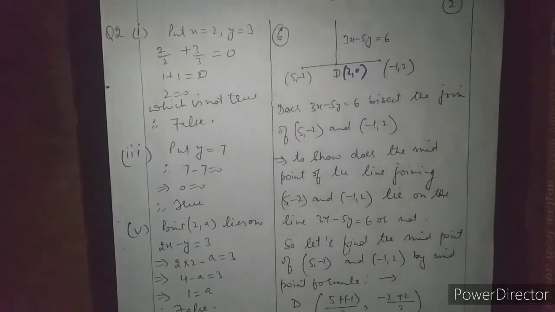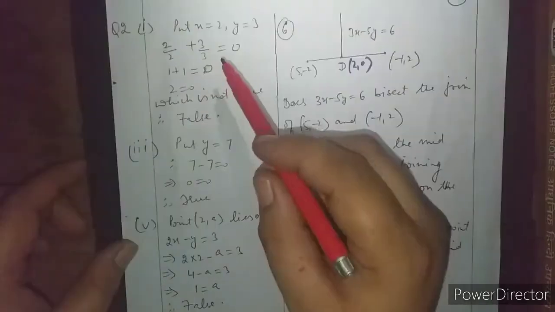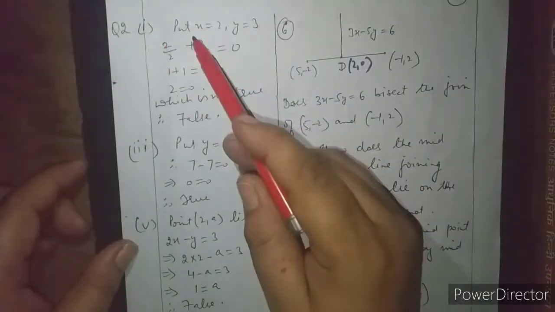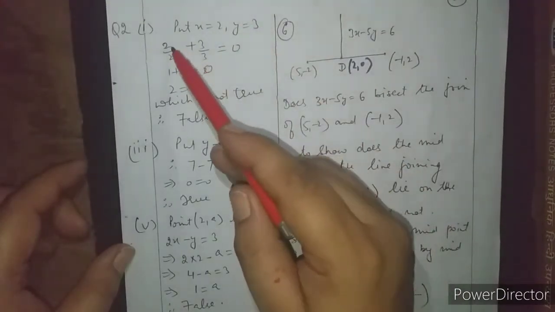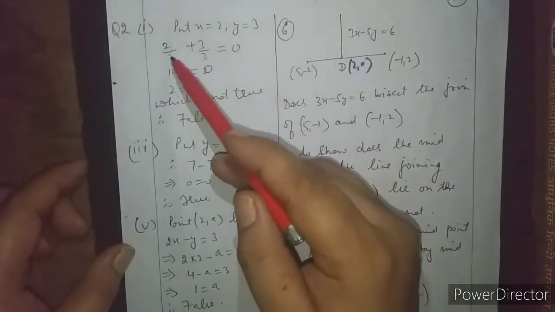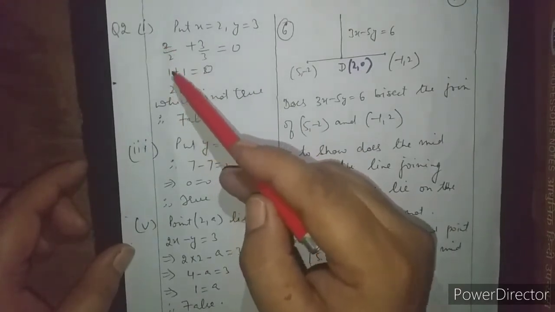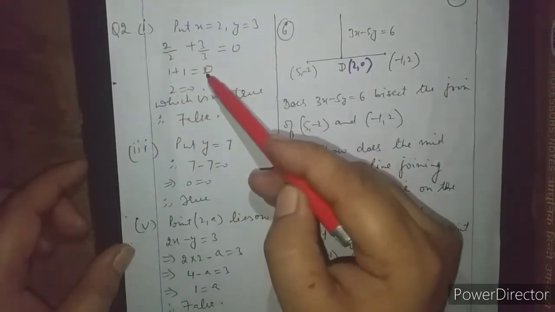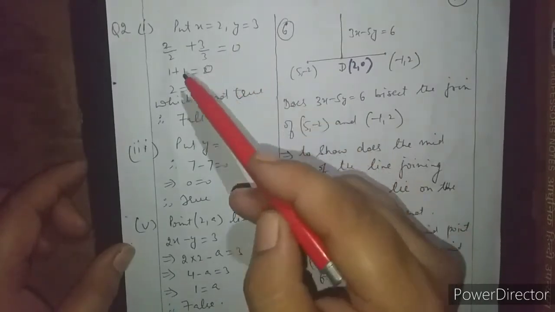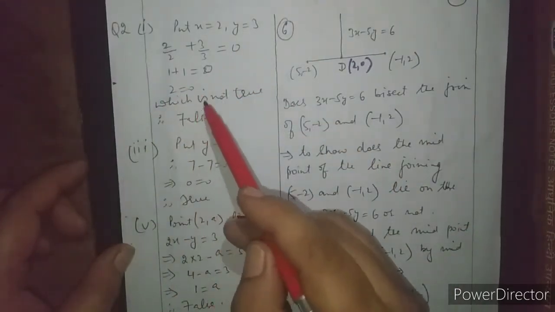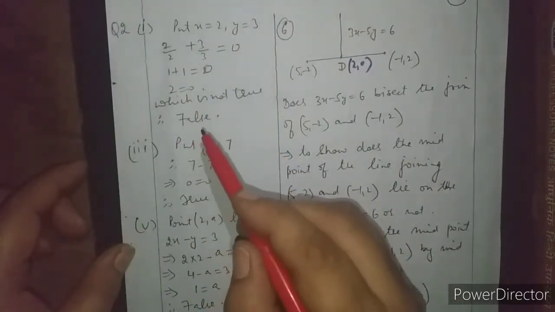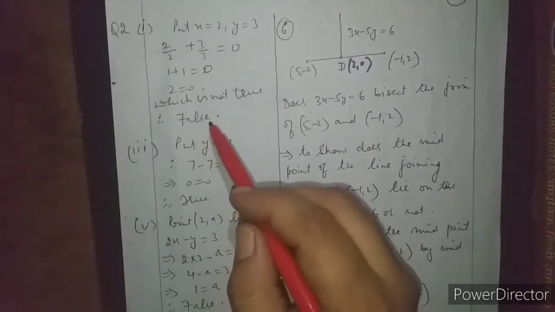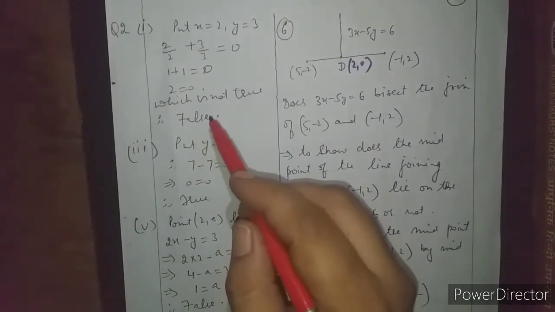Question number 2, part 1. Again what we are going to do is put x equal to 2 and y equal to 3. At the time of putting we get 2 by 2 plus 3 by 3 equal to 0. At the time of cancellation, 2 by 2 will be 1 and 3 by 3 will be 1, so 1 plus 1 is equal to 0. So finally we get 2 equal to 0, which is not true, meaning the condition is not satisfied. So the statement is false, because the question was whether the line passes through this point or not.